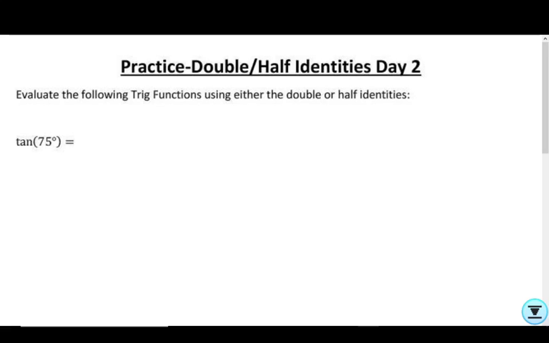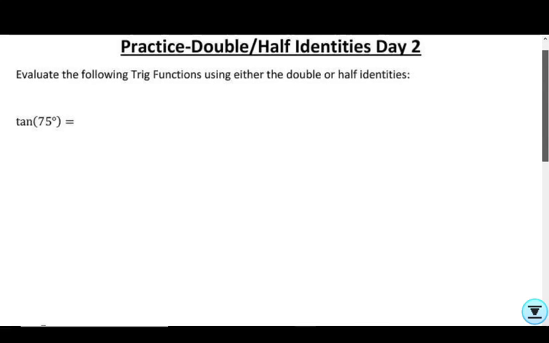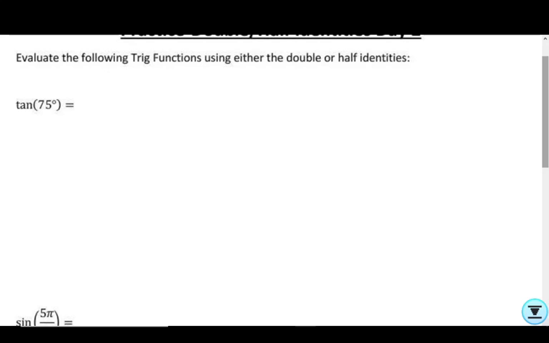Okay, so we're practicing the double and the half identities. We're going to use either a double or a half identity to evaluate these trig functions. So I've got tangent of 75 degrees. Think of it this way, that's tangent of 150 divided by 2.